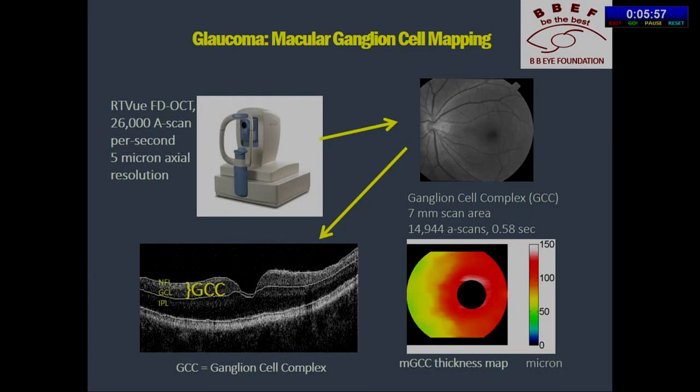Now we have covered the retinal nerve fiber layer. Something new, the macular area. It is very important because in glaucoma, the macular ganglion cell mapping is important because in very early cases, these cells are being damaged. In the RTVue FD OCT, 26,000 scans per second are done at 5 micron axial resolution.